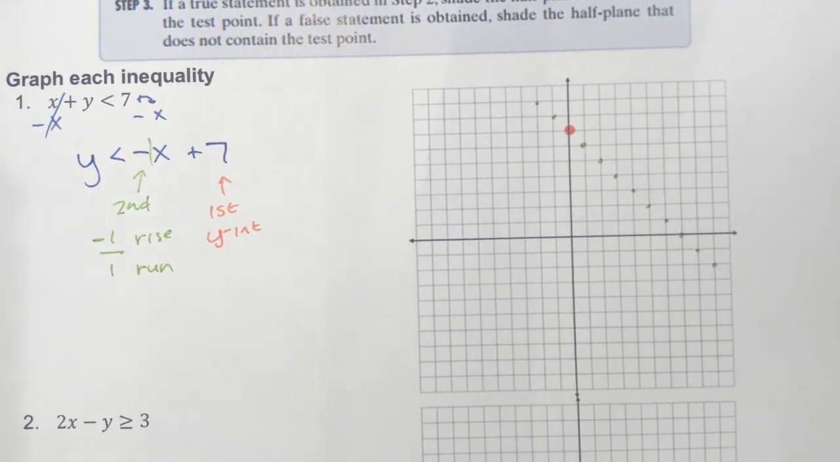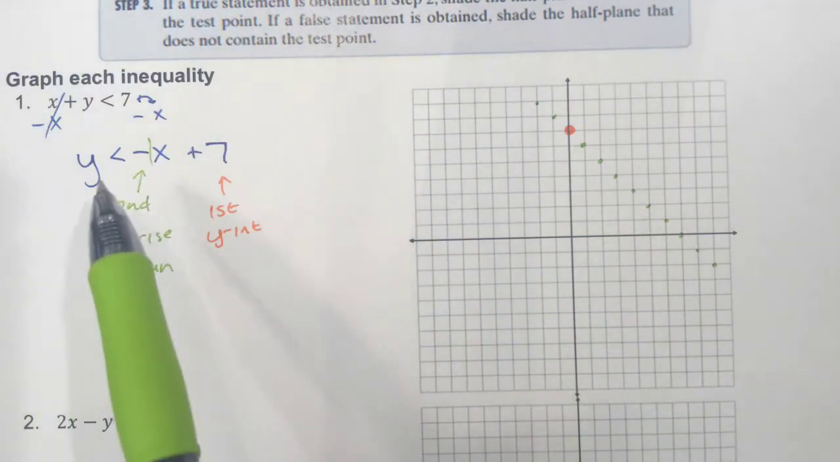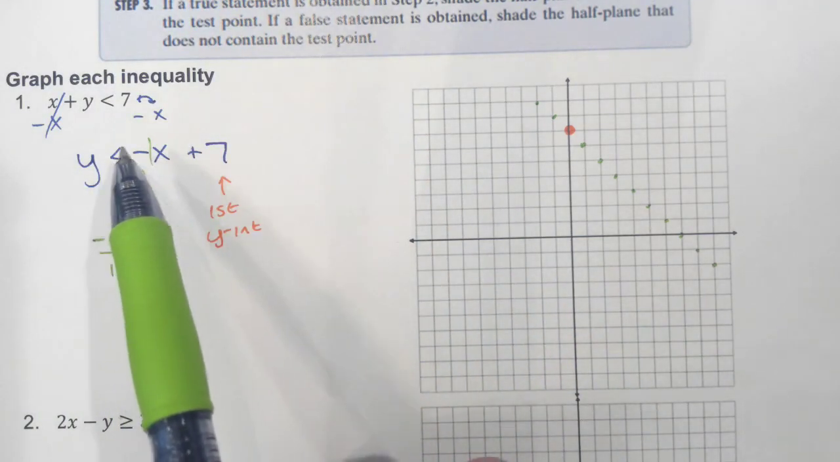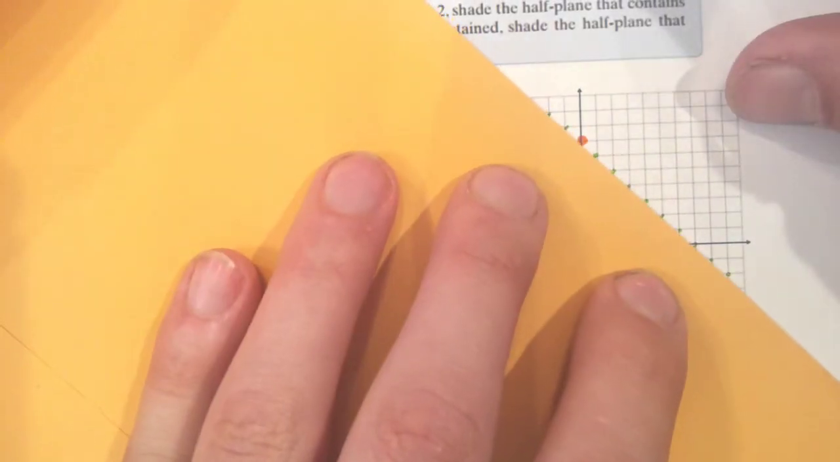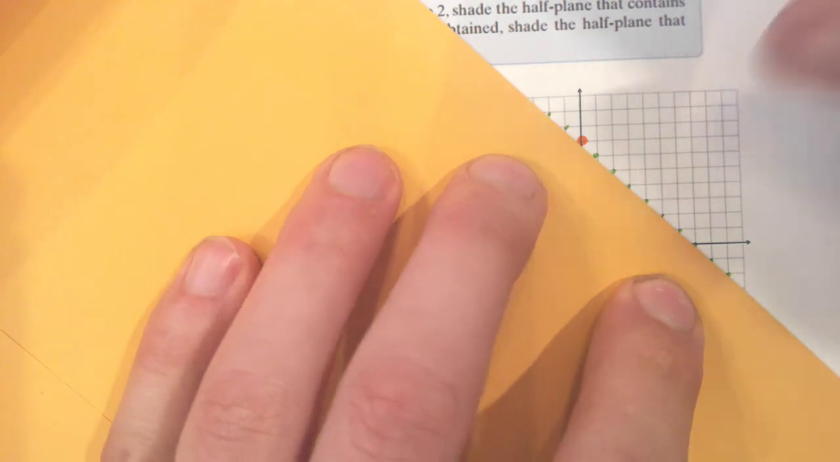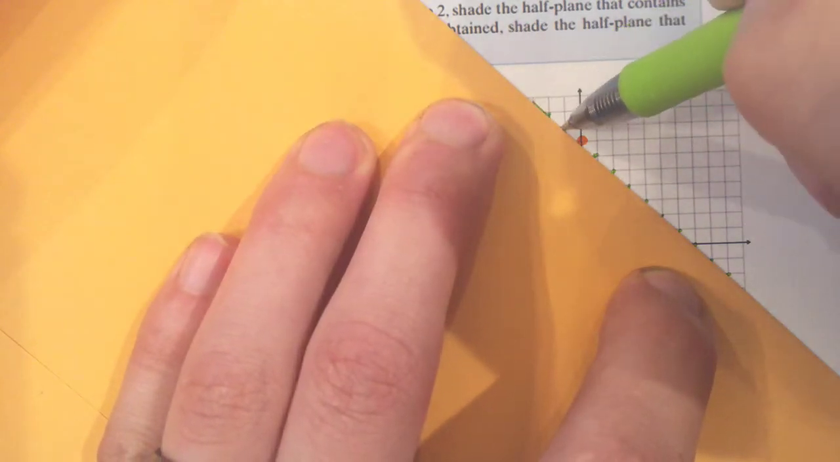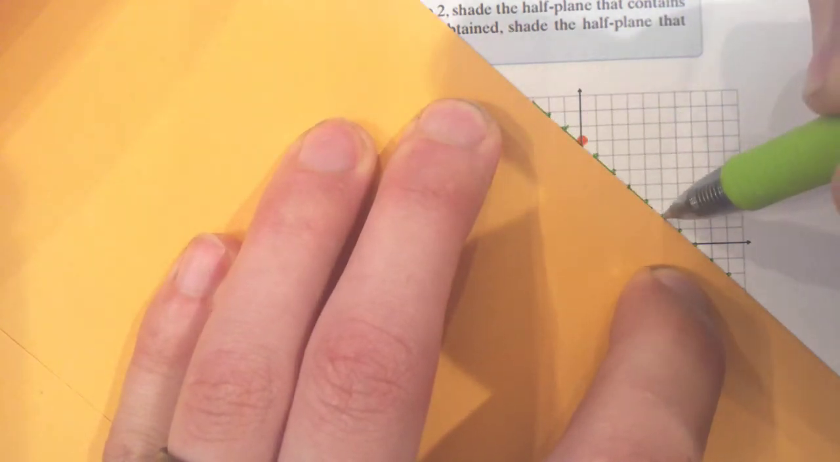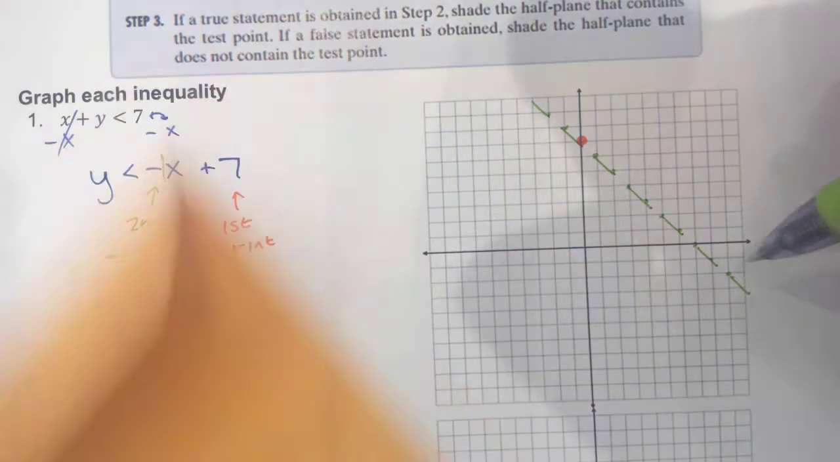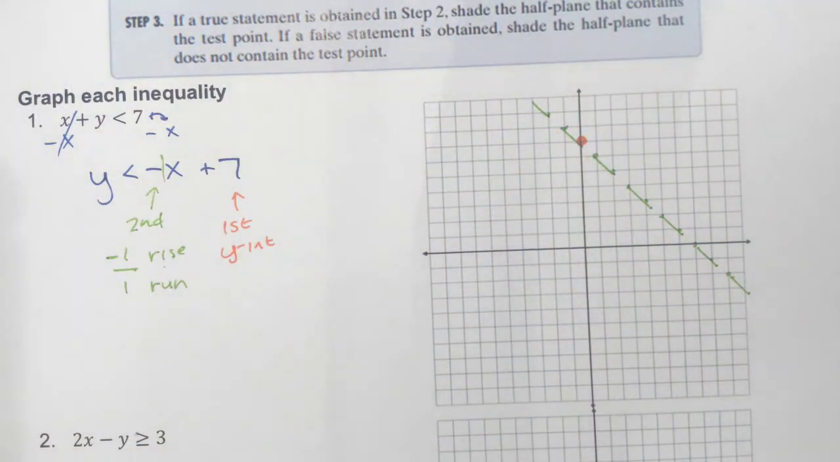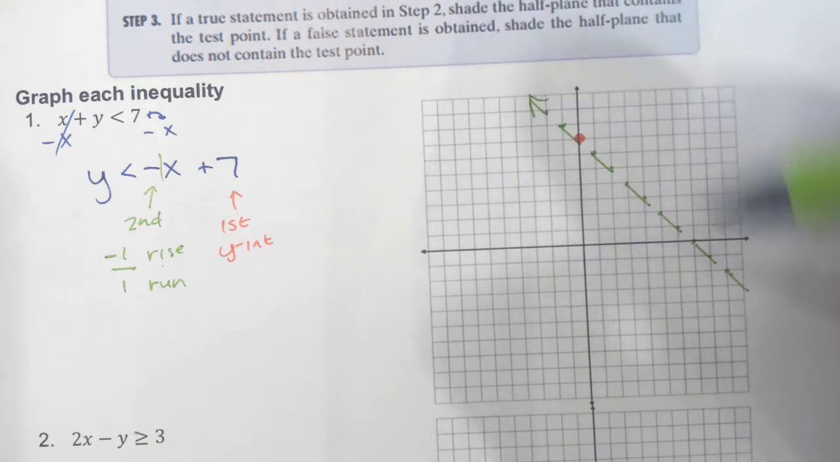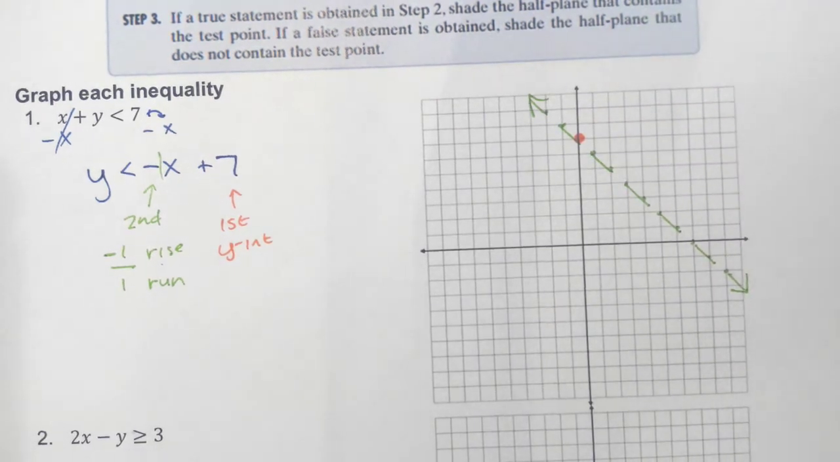Now, you want to use some kind of straight edge probably to help you draw that line nice and straight. But don't forget, it's a less than symbol. So that means our line is going to be dashed. It is not a solid line. It is a dashed line. So we're going to draw a dashed line like this. See how it's not a solid line? It's dashed. And don't forget those arrowheads on the end.